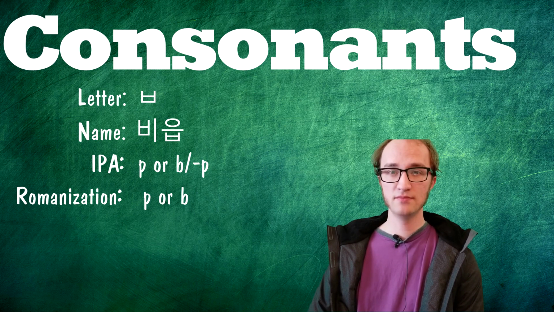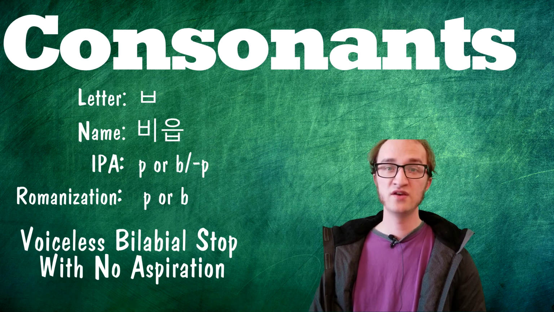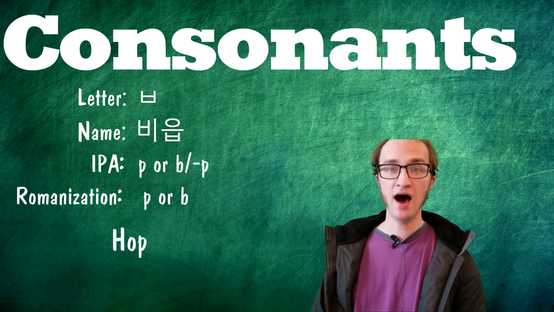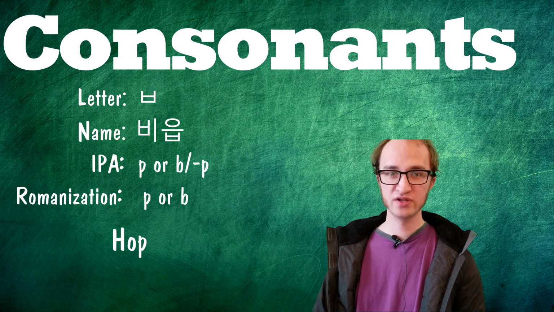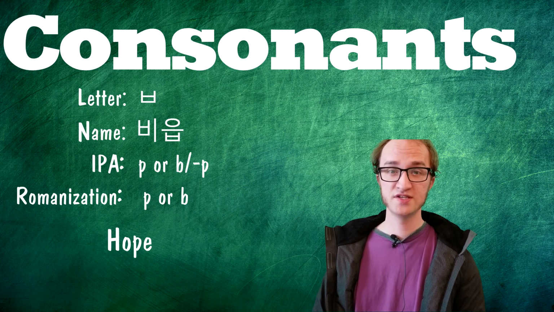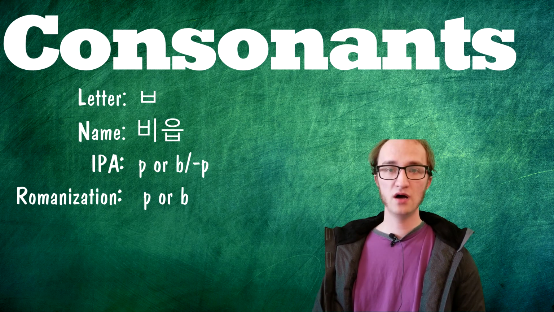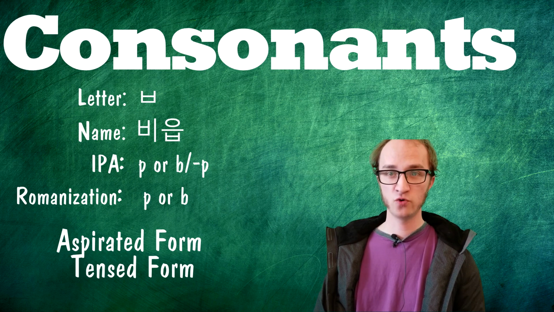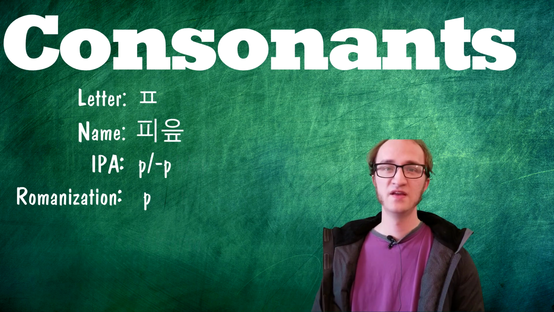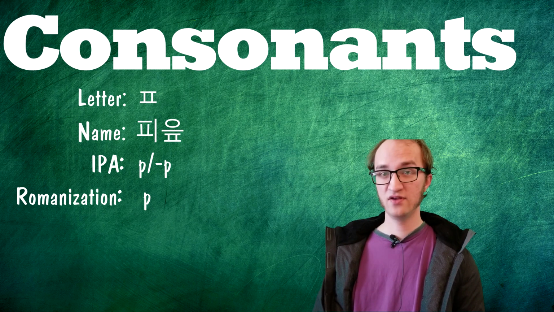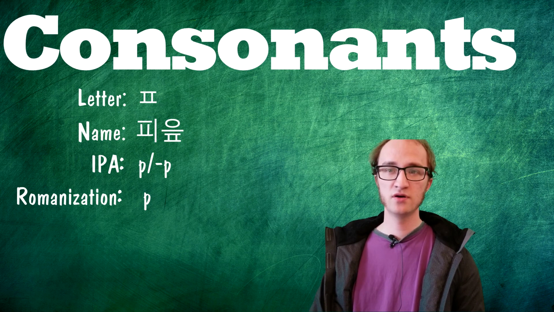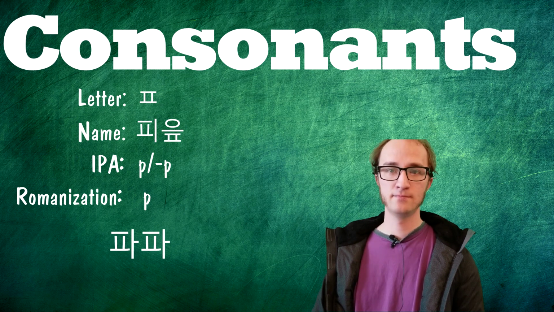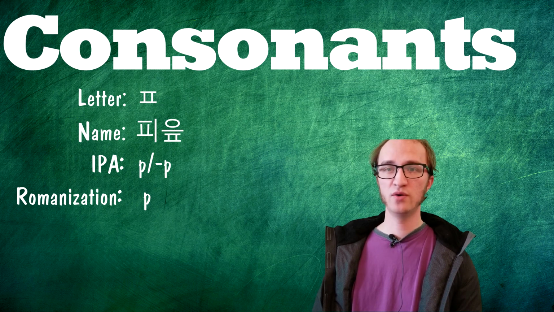As an ending consonant, pyup is a voiceless bilabial stop with no aspiration. So in English, this is hop, whereas this is hop. In English, this is pope, whereas this is pope. Pyup also has both an aspirated and tensed form, and this is the aspirated form here. Now this one changes a little more than the last one did, and of course this would be pronounced pyo. So if this were paba, then this would be papa. Pyup is identical to pyup as an ending consonant.